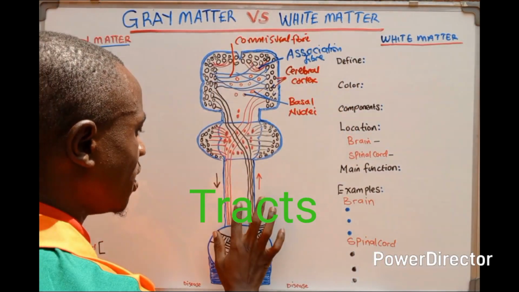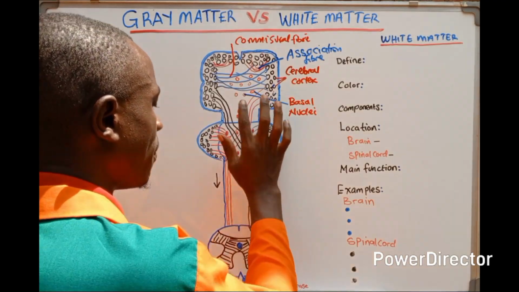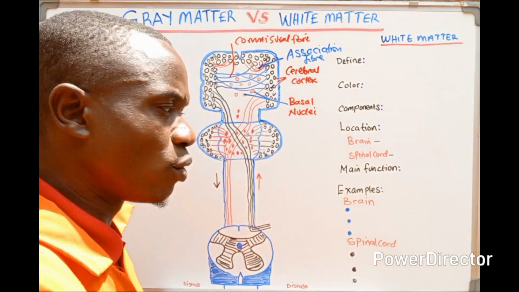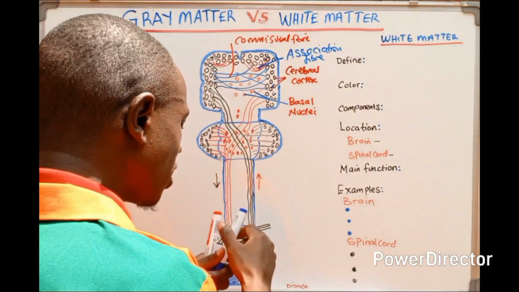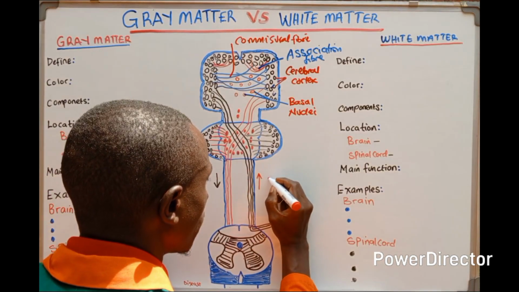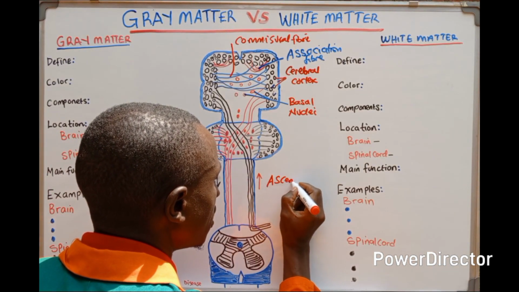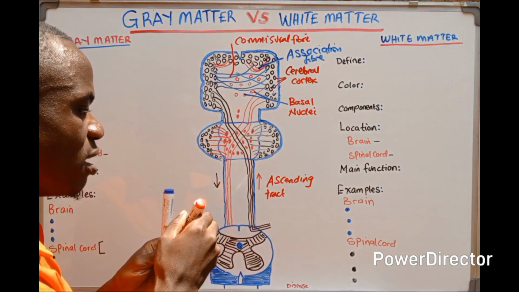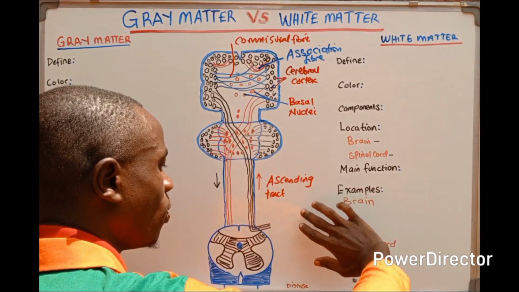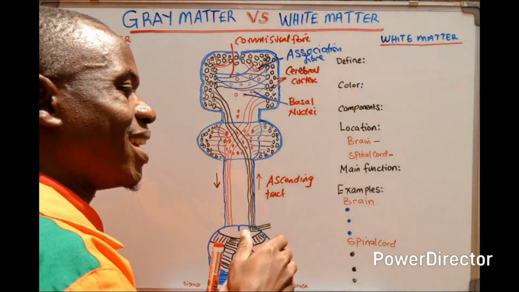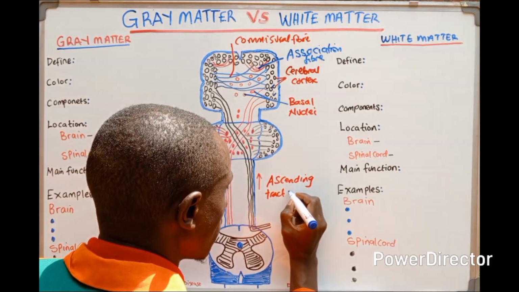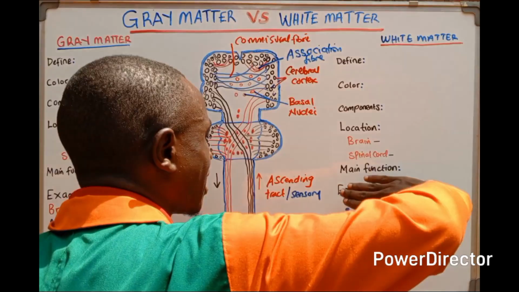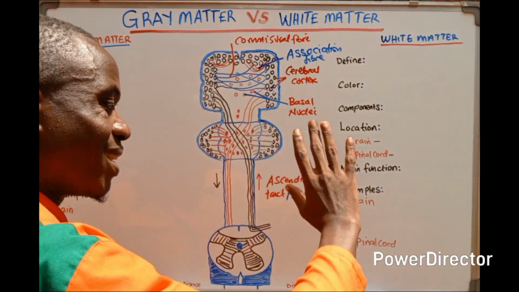Now we have these axon fibers which are moving up, meaning that they are picking up sensations and taking them up to the cerebral cortex. How do we call that up movement of the tract? It is simply called the ascending tract. Because it is taking sensations from the lower areas to the upper areas for processing, it is going to be more sensory. So we have the ascending tract, which carries sensory information.